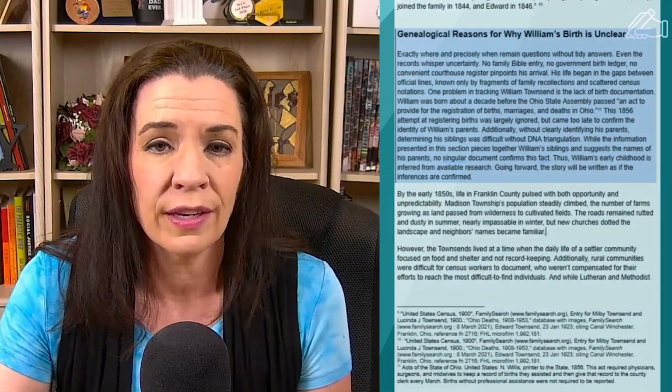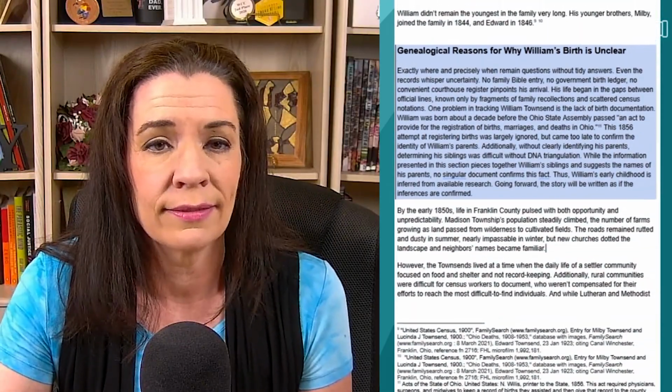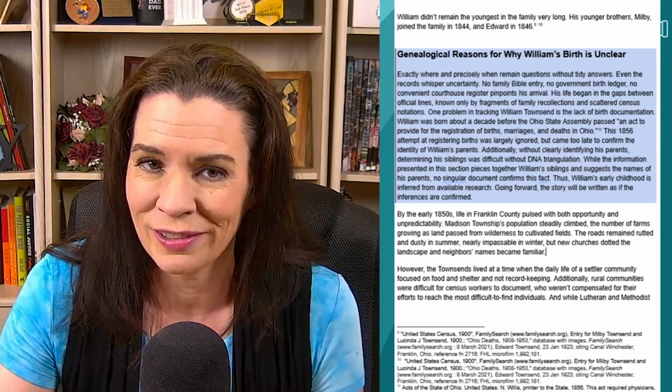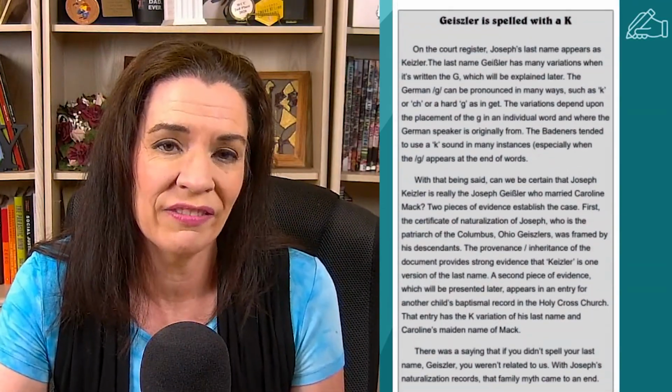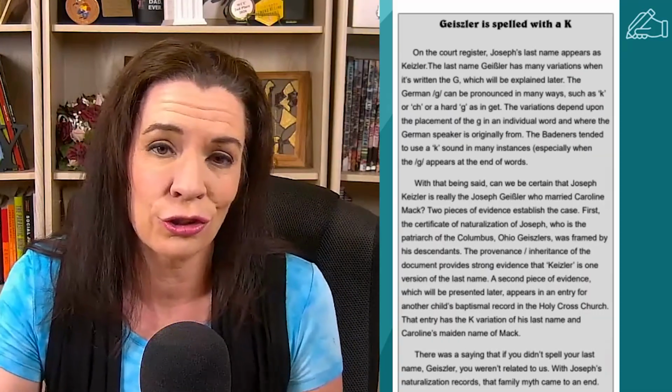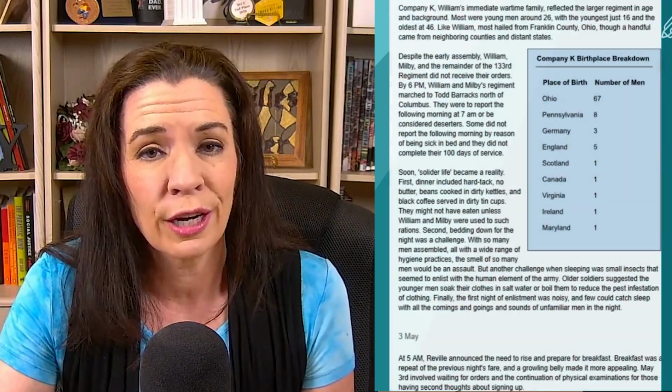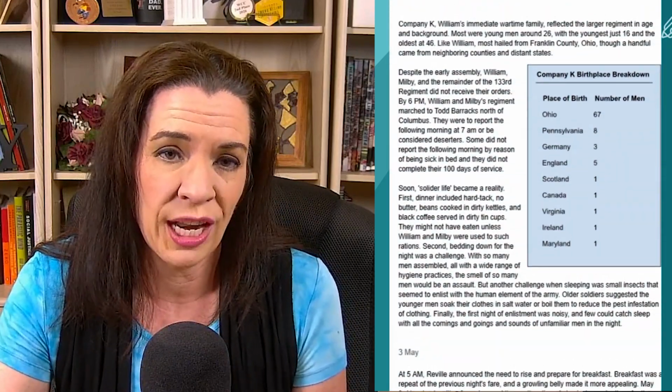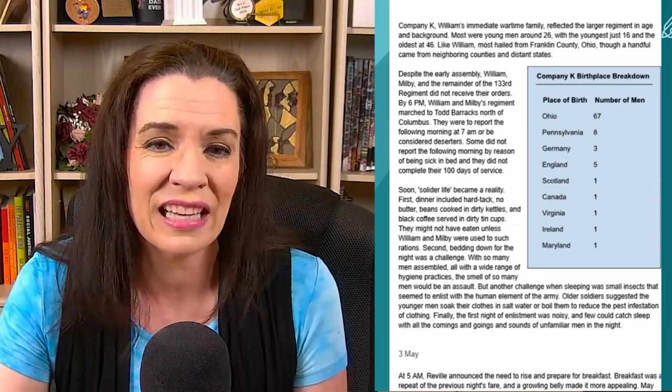If you find yourself explaining why a birth date is uncertain, then use a sidebar. Another example is if you're listing multiple spelling variations of a surname. This one is from my book about my ancestor, Joseph Geisler. Now, if you have an uncertain relationship where the jury's still out on how someone is related to someone else, then use a sidebar.